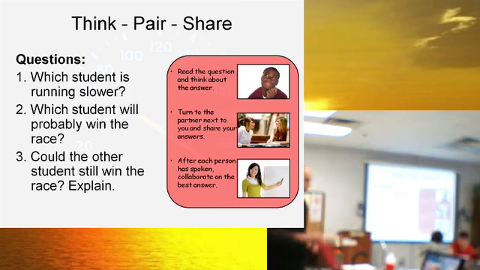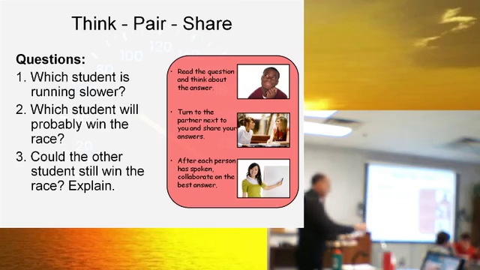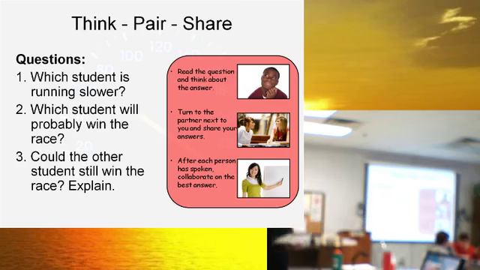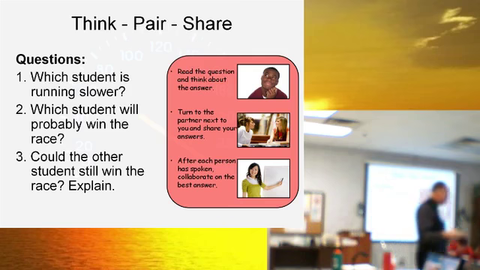Okay, Chris, which student is running slower? Darian? Explain it. Well, he's running slower because it took him more time to finish the race. That's exactly right. So, the speed of Darian is related to what? To time. His speed is related to the time it took.